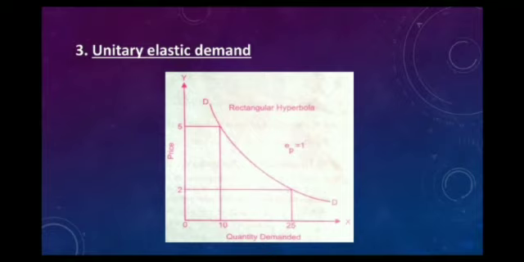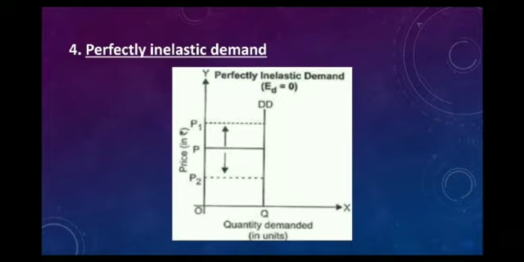Next, point number 4 is perfectly inelastic demand. Demand is perfectly inelastic when change in price does not lead to change in quantity demanded. Here, in this diagram, the price of the commodity declines from P to P1 or rises from P to P2, but the quantity demanded remains the same as before, that is OQ. Elasticity of demand at all points along this vertical demand curve is 0.